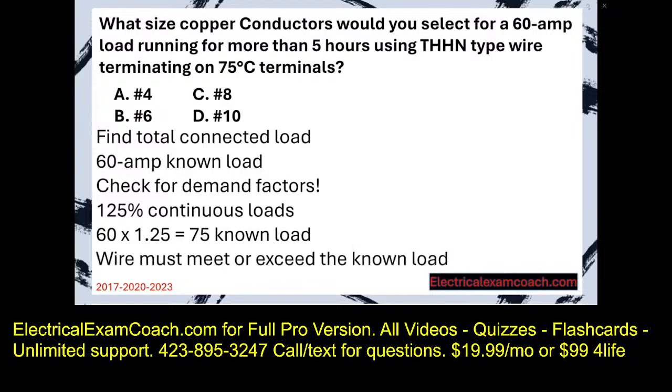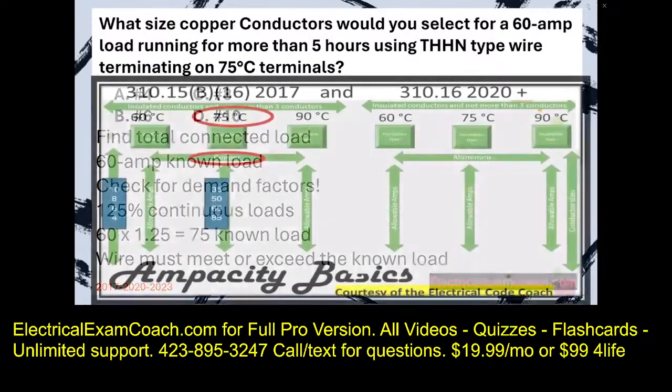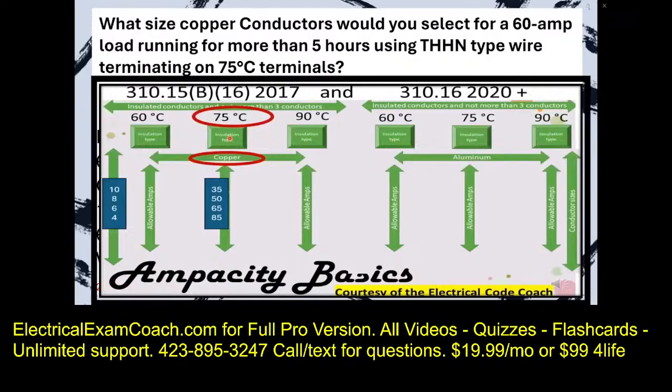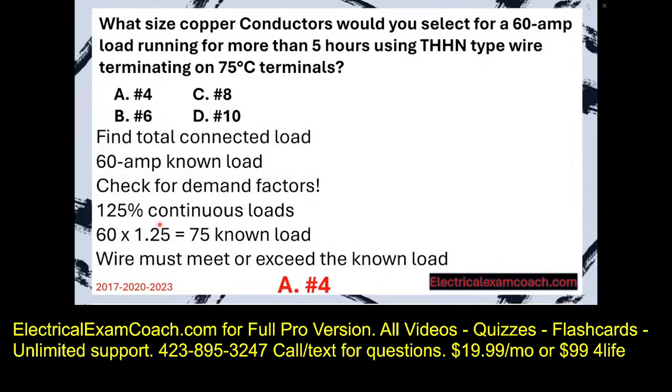And remember, our wire must meet or exceed the known load. We head to our primary ampacity table. We head to the copper side because it wants copper conductors. We're in the 75 degree C column, and we need to go down and find a wire that meets or exceeds 75 amps, and we find that it happens to be a number 4. Let's get to it.